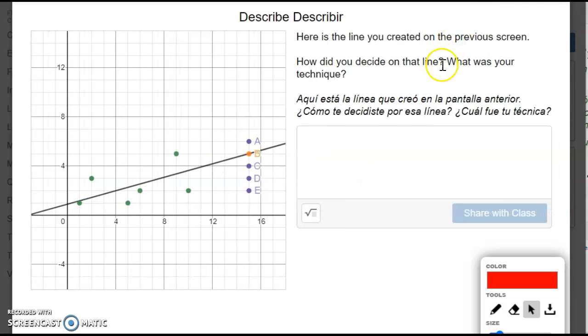Okay, let's move on. So they've actually redrawn the line that I drew. So this is the line that I drew, and yours might look very different. Here's the line you created in the previous screen. What did you decide? How did you decide on that line? What is your technique? Okay, so I am looking to follow the trend, first of all, and it seems to be increasing from left to right. And I am looking for about the same number of dots below, but actually that didn't quite work out because there are 4 below, but 2 above. So that's really no good. But that's okay. Let's see how it works out.